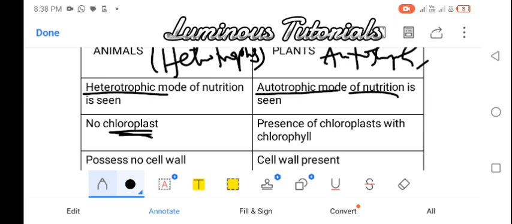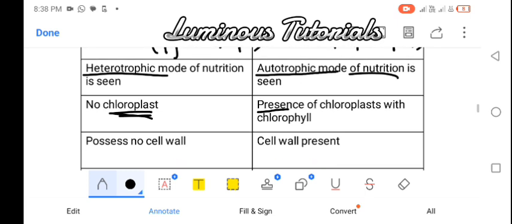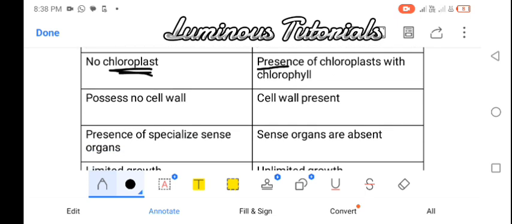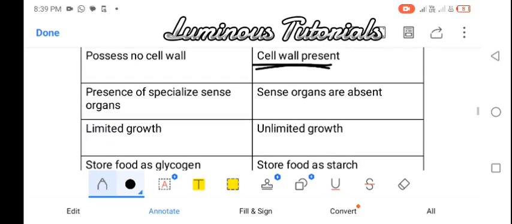So they are called what? Heterotrophic mode of nutrition. Whereas the plants have a chloroplast. Am I communicating? So they have chloroplast that contains chlorophyll, so they can manufacture their own food by themselves. Do you understand? So we're talking about two differences now. What's the next difference? The next difference is animals do not possess a cell wall. Are you there? You're right, plants have a cell wall.